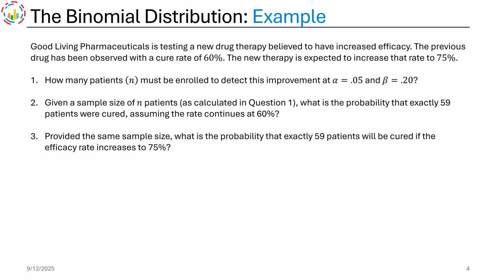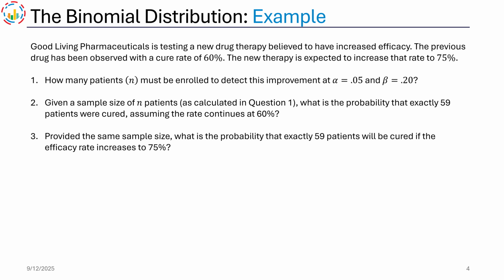Let's review an example where a binomial distribution would be used. Good Living Pharmaceuticals is testing a new drug therapy believed to have an increased efficacy of 75% over the prior drug, which had an observed cure rate of 60%. First, determine the number of patients that must be enrolled to detect the improvement at a significance level alpha of 0.05, calculated as 1 minus the confidence level, and the beta value of 0.20.